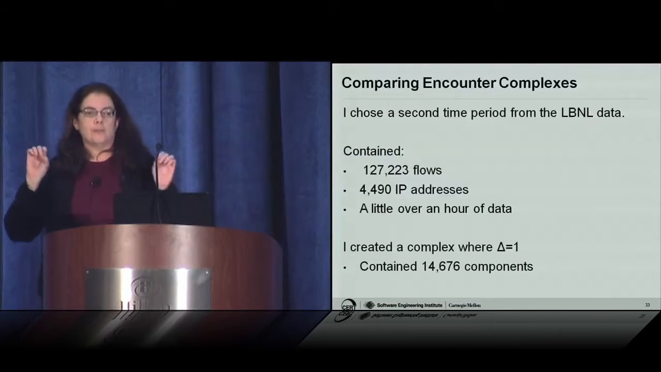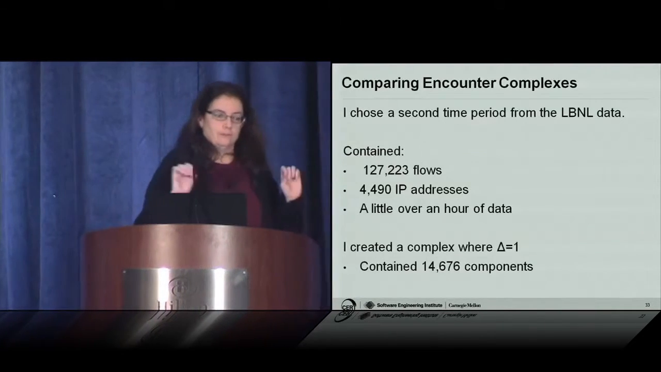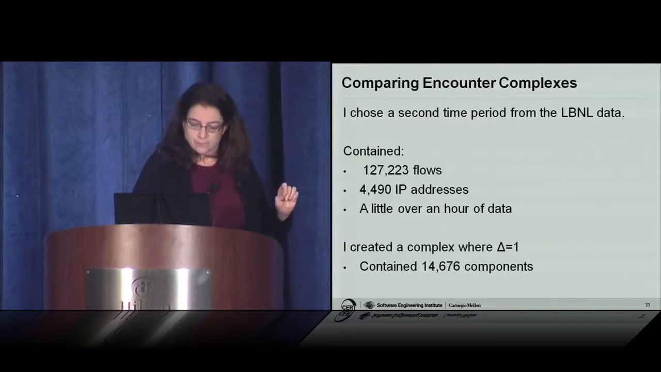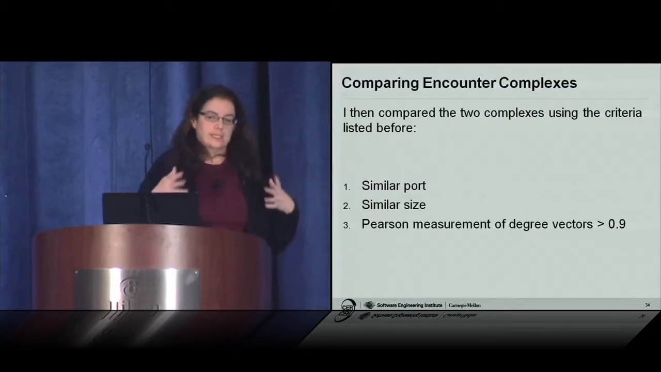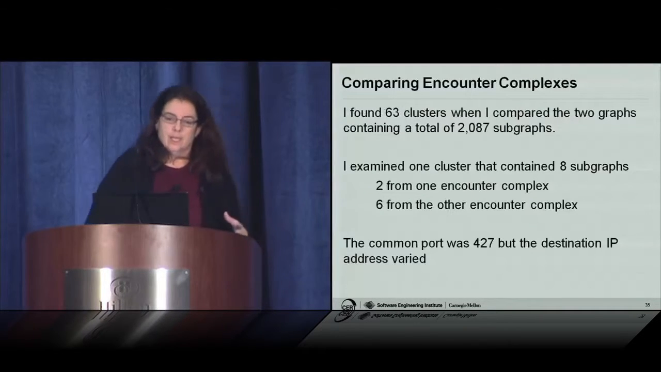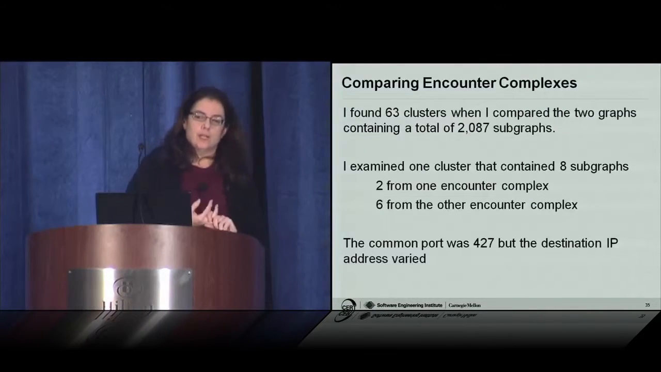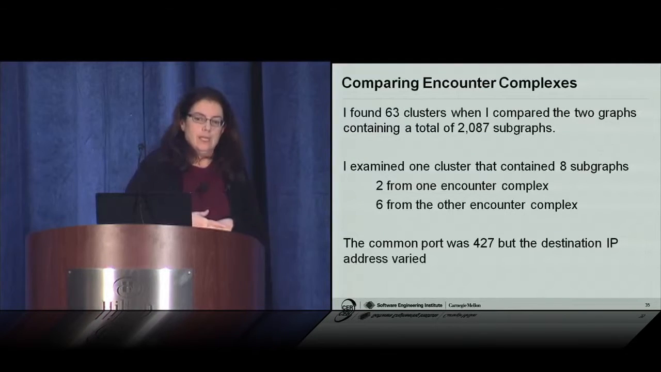For the record, components means independent subgraphs within the complex. I've been told that's not actually a term most people use. So then I compared these 2 complexes using the same criteria. And I found 63 clusters when I compared the 2 graphs, containing a total of 2,087 subgraphs.